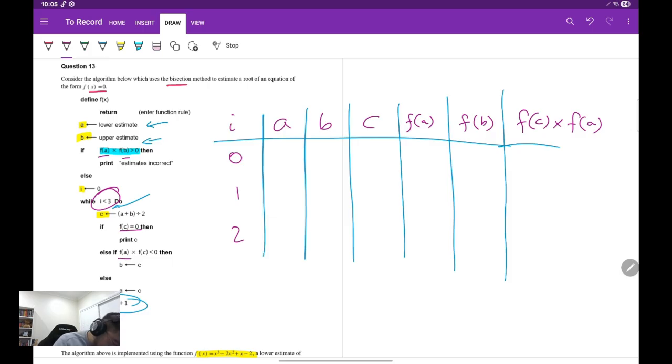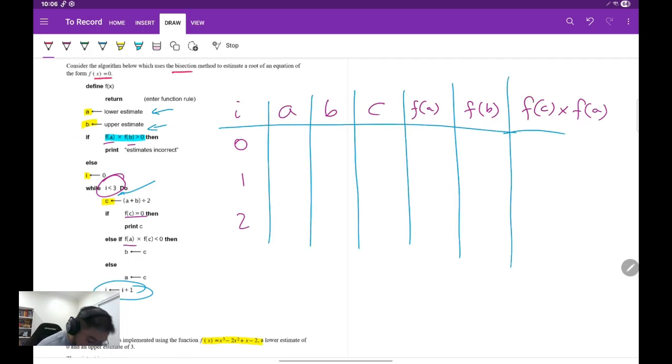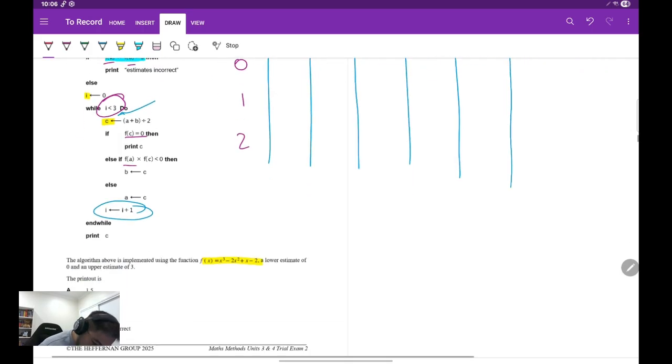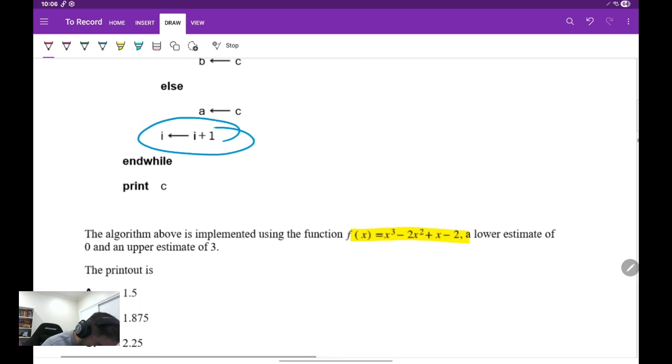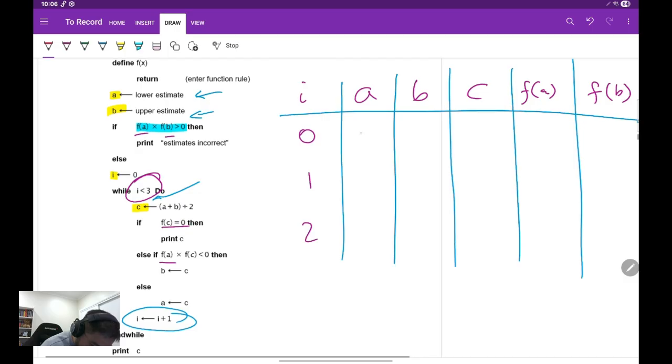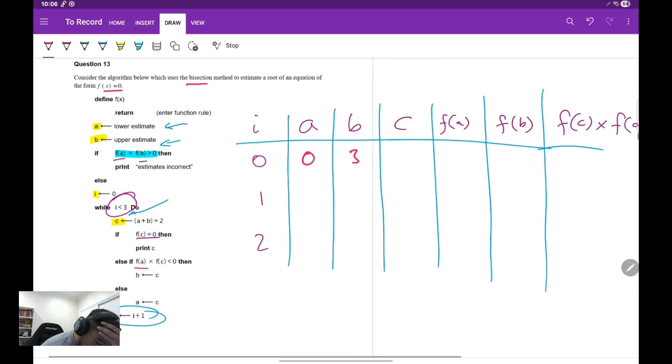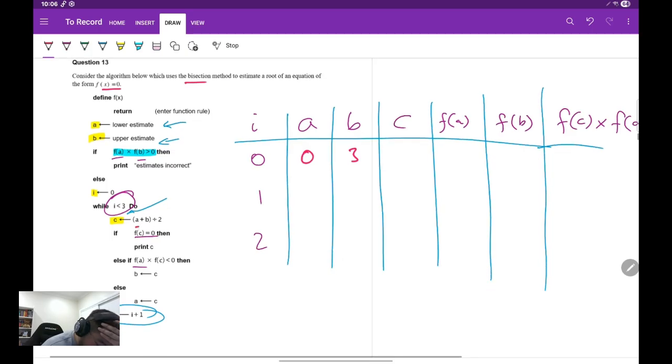All right. So the next thing we have to do is have a look at our A value. According to this question, it says a lower estimate of 0 and an upper estimate of 3. So we're going to start off with an A of 0 and a B of 3. Okay, and for the next C value, what's the instruction here? A plus B divided by 2. So 0 plus 3 divided by 2, that's 1.5.